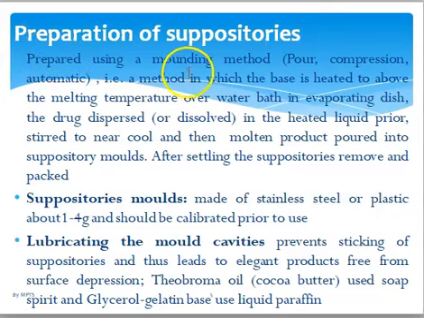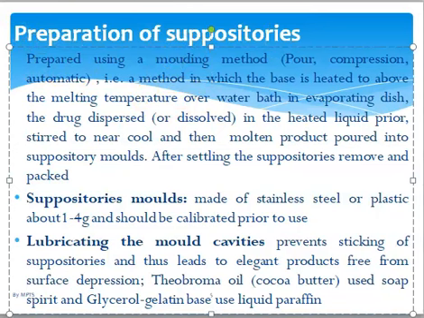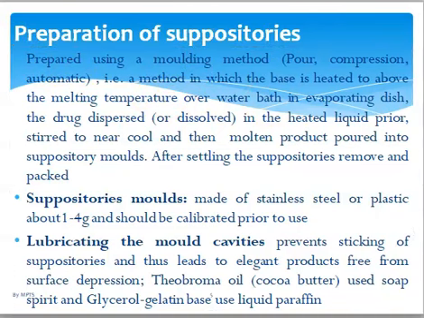How do you prepare suppositories? Of course, they are prepared using the molding method. We have the pour molding or compression molding, and this automatic one found in the industries, which can be semi or auto. Of course, the base is heated above melting point over a water bath in an evaporating dish, and the API is incorporated. Even other excipients can be incorporated and stirred to near cool.